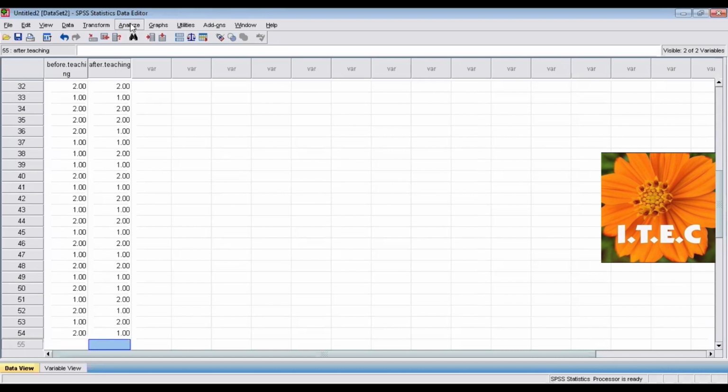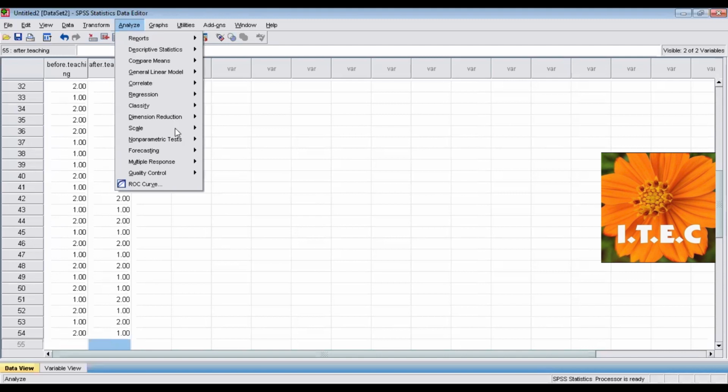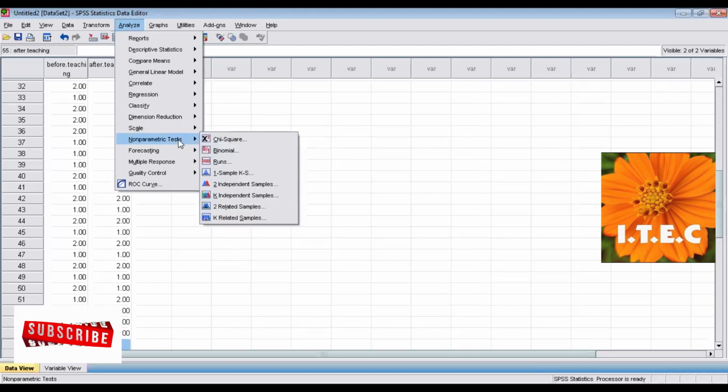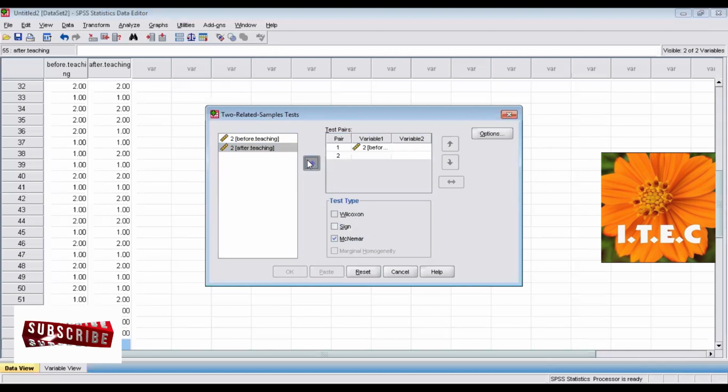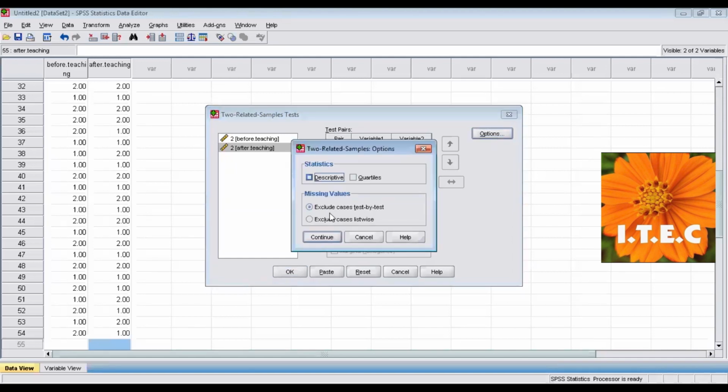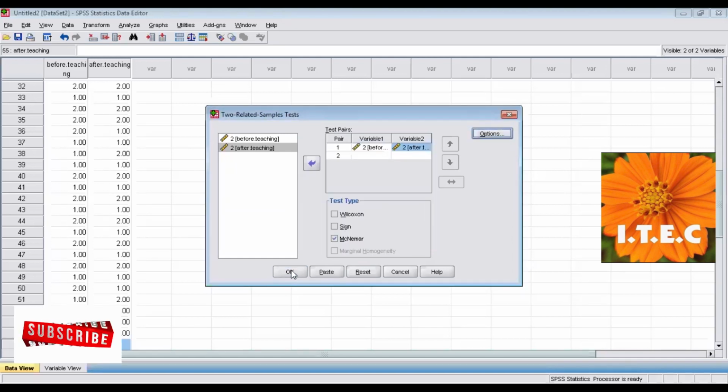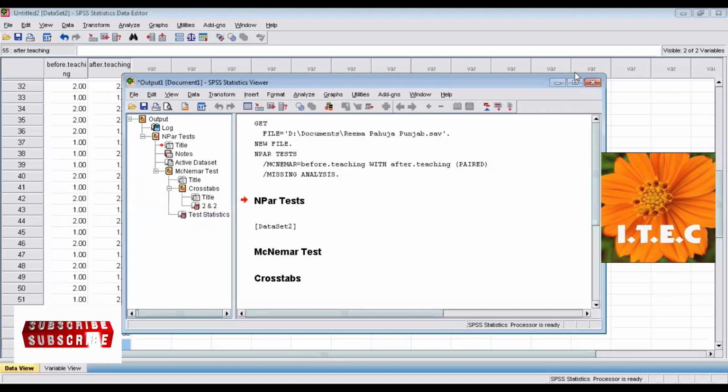Now I go to Analyze, and then I go to non-parametric statistics. Because I have two related samples, I have already done Wilcoxon, I have already done Sign, I now do McNemar. So I say McNemar, and let me shift them here. Now here my data are on the nominal scale, so I can't calculate descriptives, and I go ahead. And this is my result.